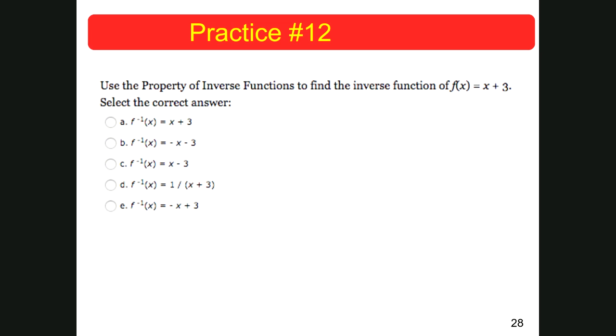This should say practice 13. All right. It says use the property of inverse functions to find the inverse of f of x equals x plus 3. Well, that's a pretty easy one. So I got y is equal to x plus 3. Flip-flop the x and y, so I got x equals y plus 3. Solve for y, so x minus 3 is equal to y. We'll just rewrite it as f inverse of x equals x minus 3.